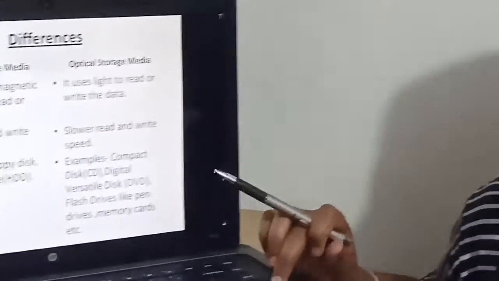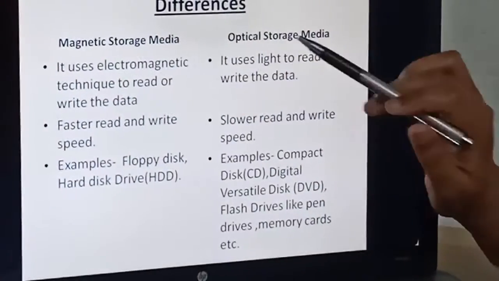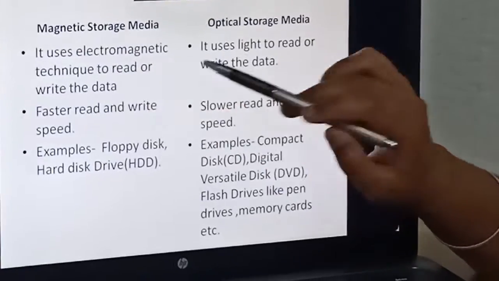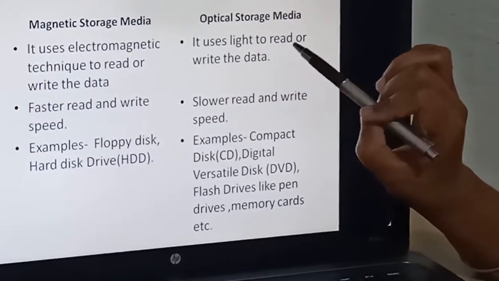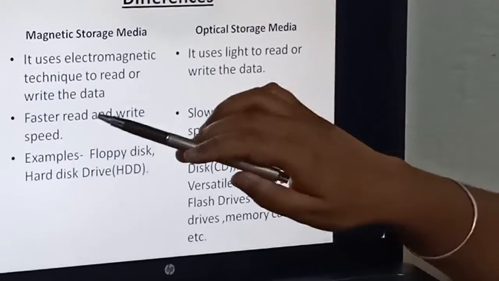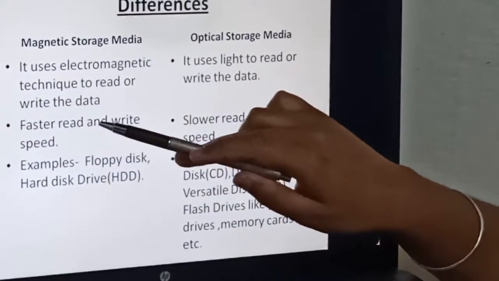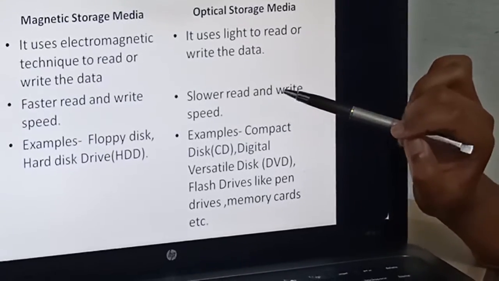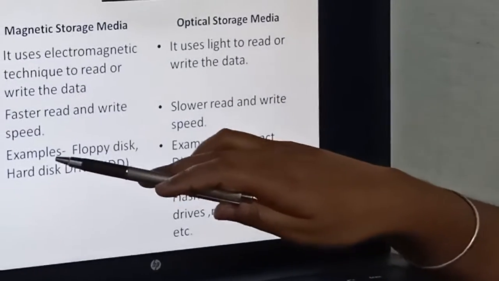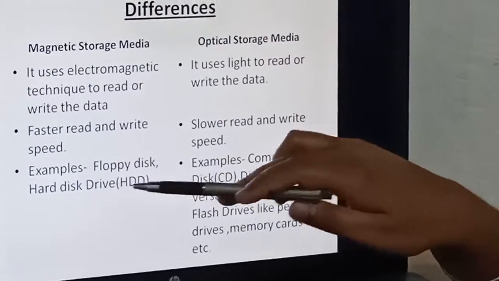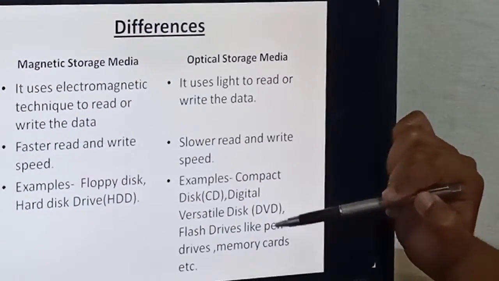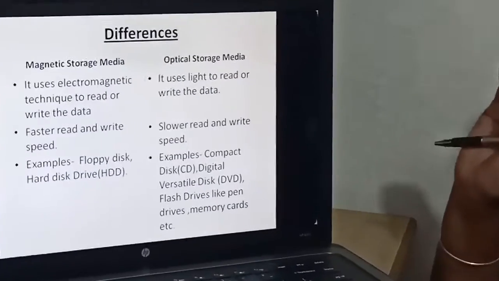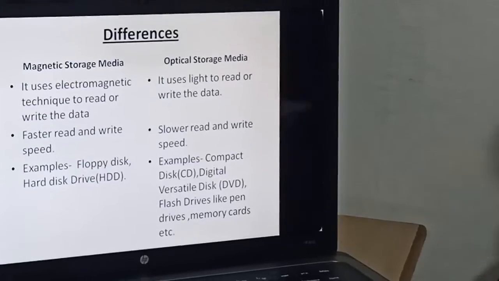So the next is the differences between magnetic storage media and optical storage media. Magnetic uses an electromagnetic technique to read or write the data, whereas optical uses light to read or write the data. Magnetic storage media is faster, providing faster read and write speed, and optical storage media is somewhat slower than magnetic storage media. The examples of magnetic are floppy disk and hard disk drive, and of optical storage media, CD, DVD and flash drives. So this is the concept of external memory. So this was the whole concept of memory.